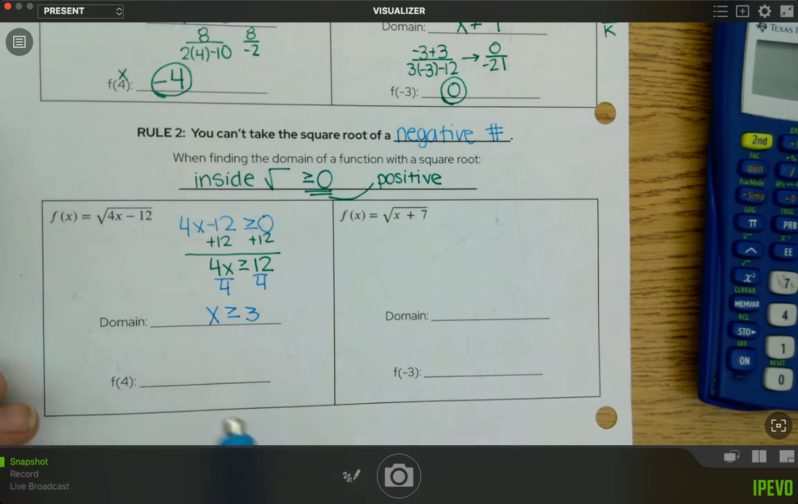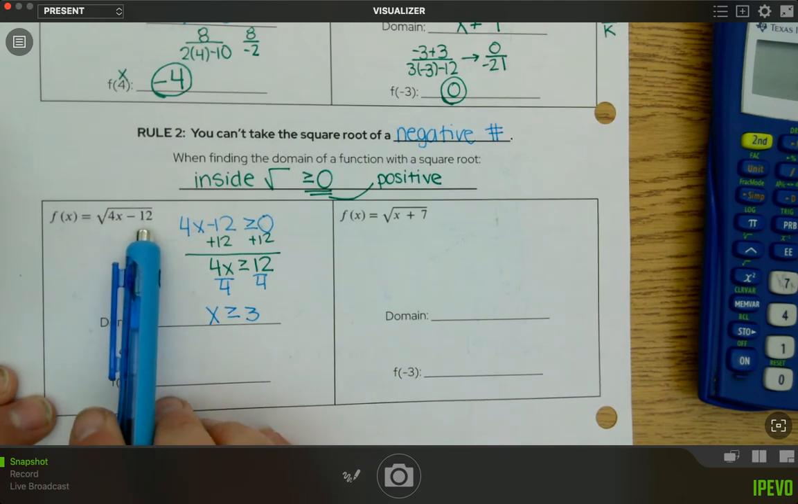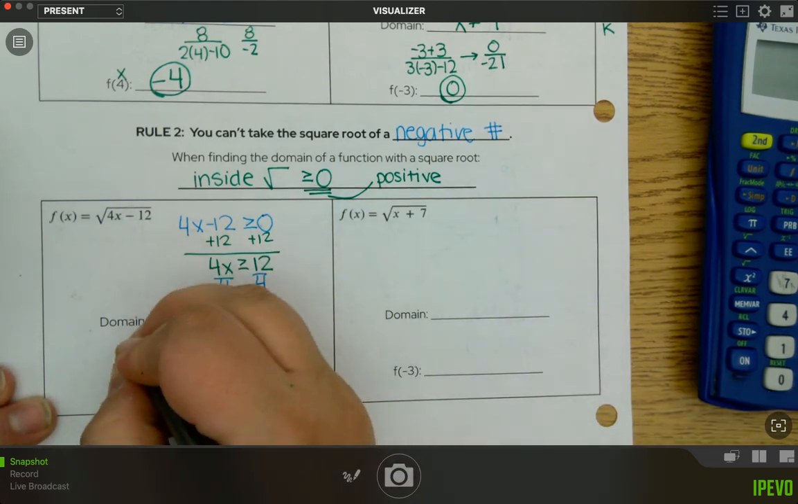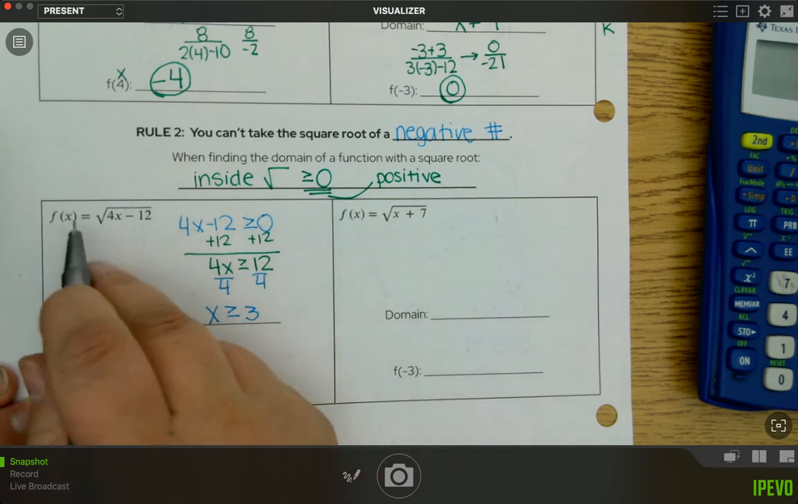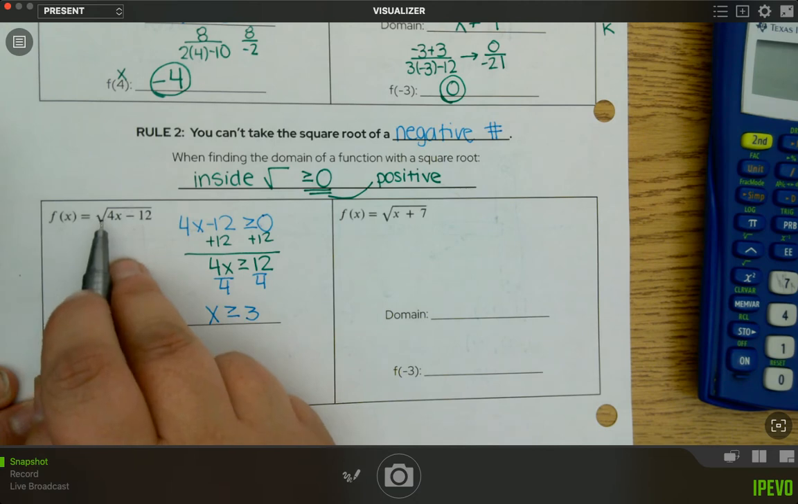Because if I plug in 2, 4 times 2 would be 8. 8 minus 12 is a negative. So this is just telling you which numbers are okay. 3 and anything bigger. Then it tells you to plug in f of 4 again. So we're going to plug 4 into this equation. It's already plugged in on this side for you. That's what this is. So you only have to worry about this side.